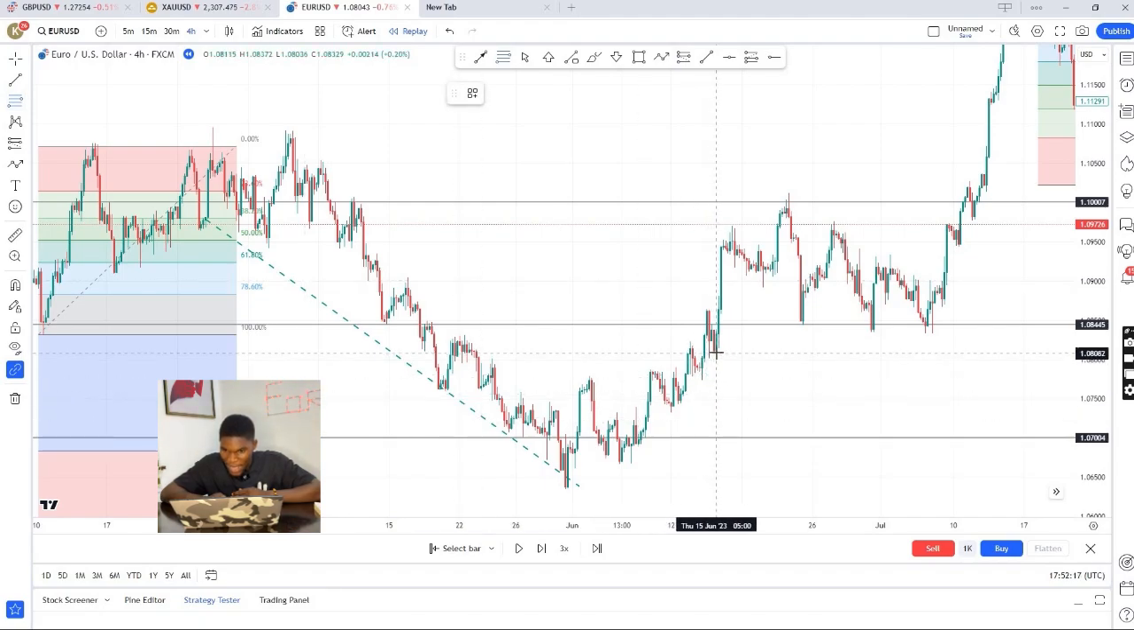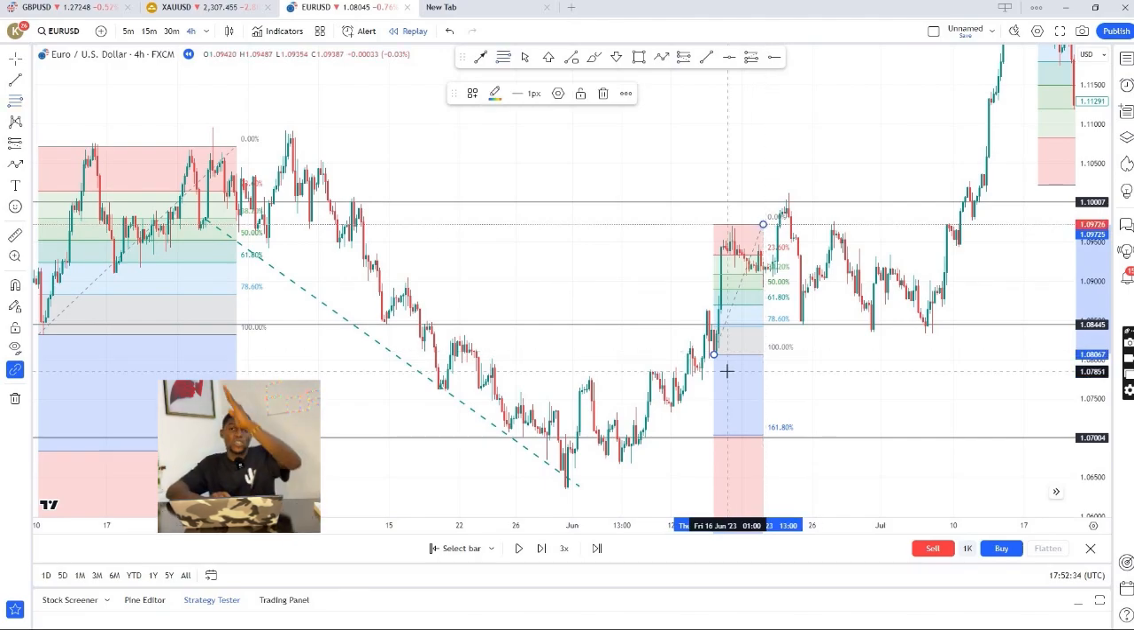From here, you can see this trend. The market was going up and down, up and down. From here, we saw the market go all the way to this top. It's actually just one line you're going to use. You're going to just use one line.